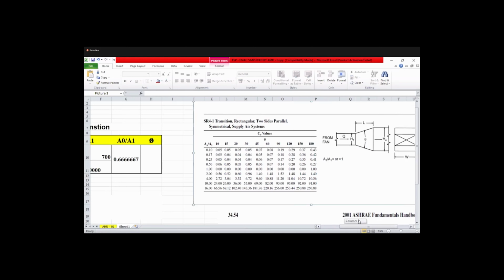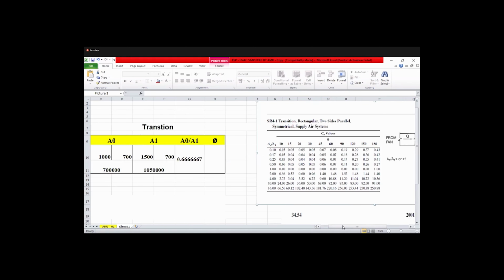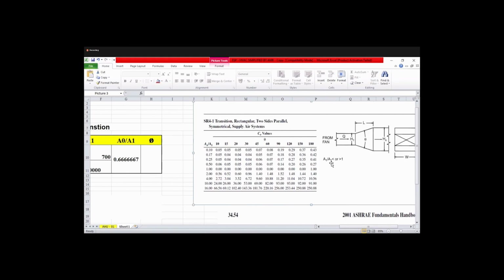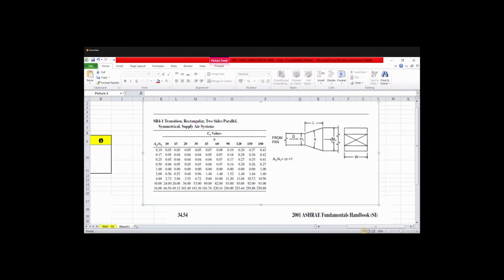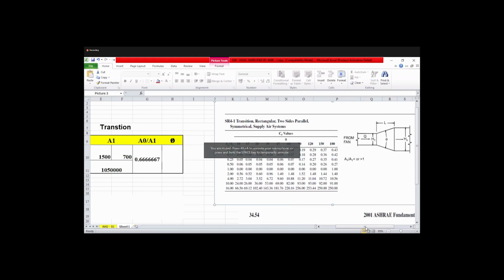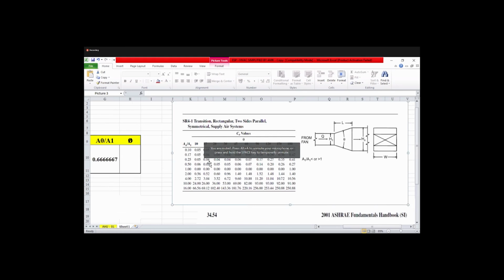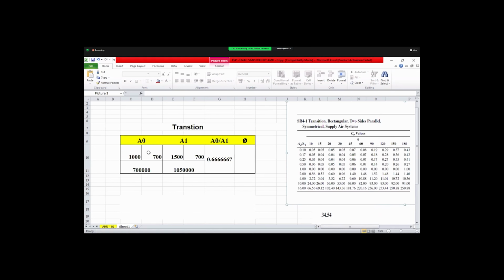What is the size mentioned here? A0 by A1. So what is A0 and what is A1? A0 is the big size, which means the big side of the duct, and A1 is the small size. So we have to take it from here. So how to calculate this one? A0 by A1. We have to give the value of each side.